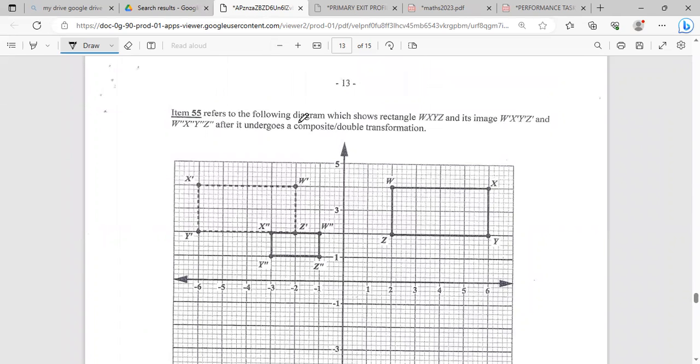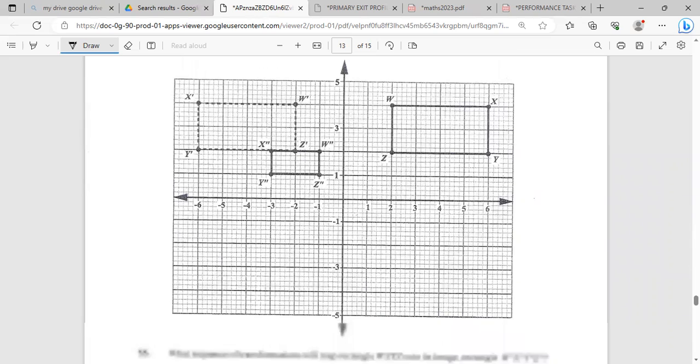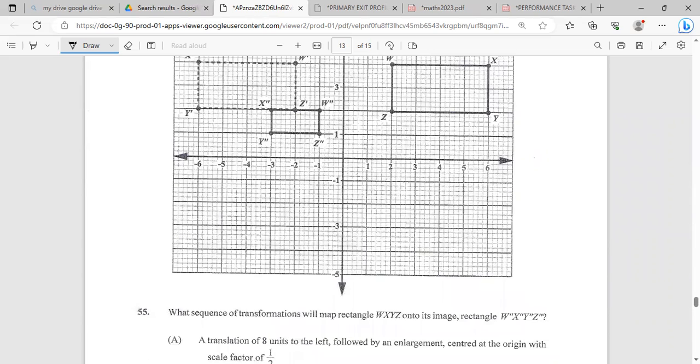Item 55 refers to the following diagram. We show a rectangle WXY and the image W1X1Y1, right? That undergoes a composite or a double transformation. So what is a transformation? I want to talk about this a little bit. What sequence of transformation will map rectangle WX, which is this, the original, onto the small one?